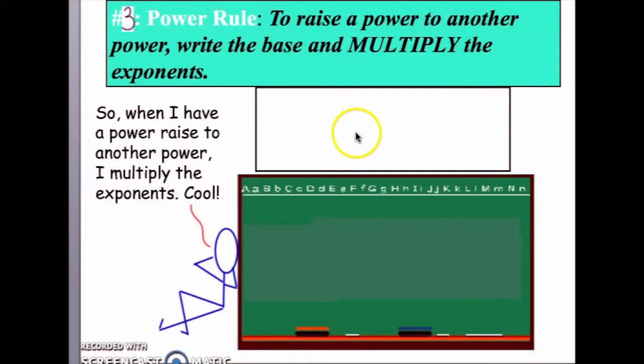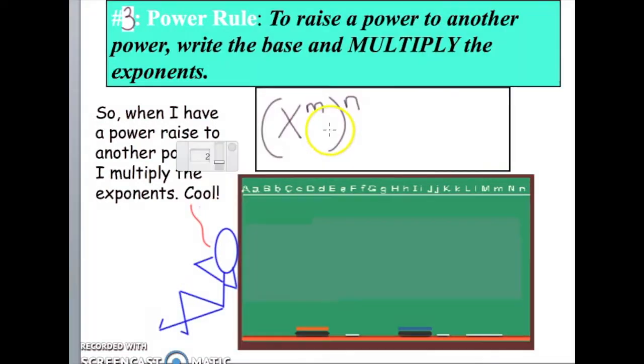Okay, let's take a look at the third rule, power rule. It says to raise a power to another power, we simply write the base and multiply the exponents. So let's see what that looks like. Here we have a power raised to another power. And it simply says you write the base and you multiply the exponents. So m times n. Hope that makes sense.